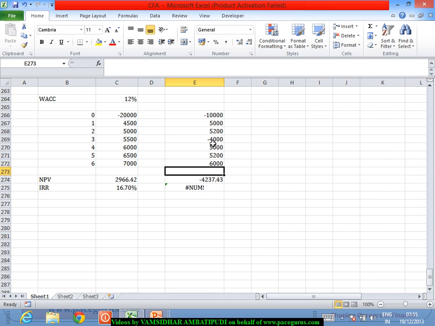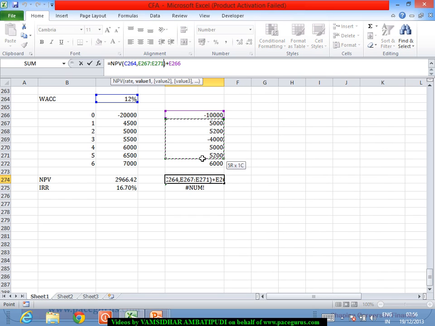In this case I am making the lives of both the projects equal. It means I am purchasing the equipment a second time at the end of 3 years for the same price, and I am expecting the same kind of cash flows for the next 3 more years. So if that is the case, the NPV I am trying to find out is for this entire period.